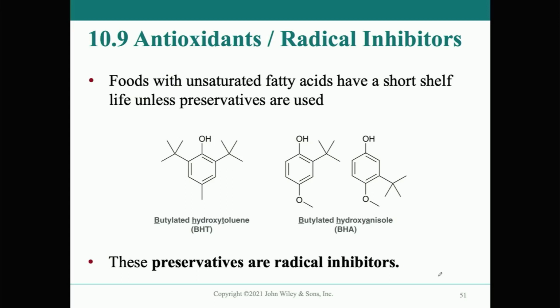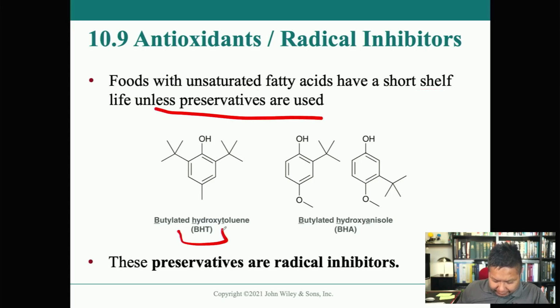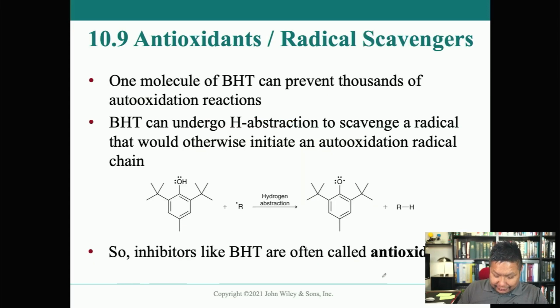Bring myself back here. Okay, here we go. So foods with unsaturated fatty acids have short shelf lives unless preservatives are used, right? So one of the preservatives used is BHT, butylated hydroxytoluene, or BHA, butylated hydroxyanisole. And these preservatives are radical inhibitors, right? They'll prevent the formation of radicals in the process of auto-oxidation, right?